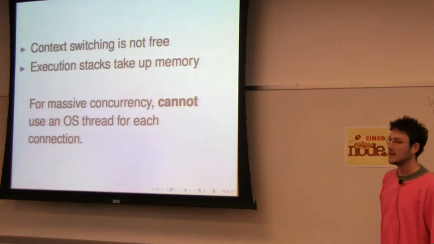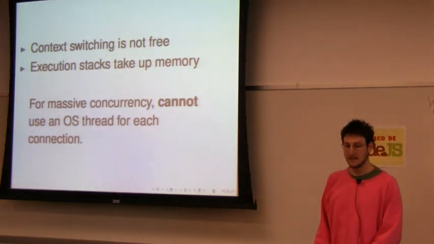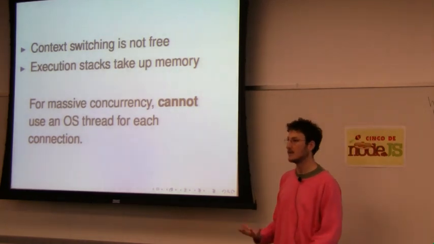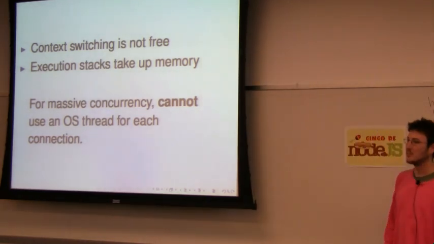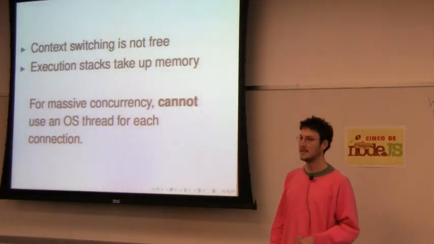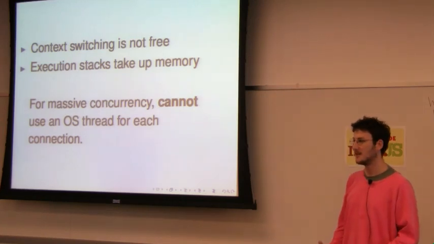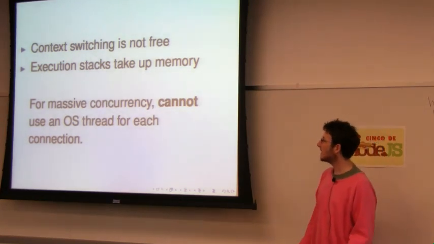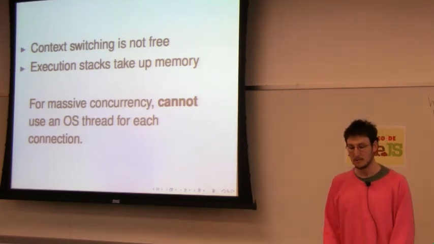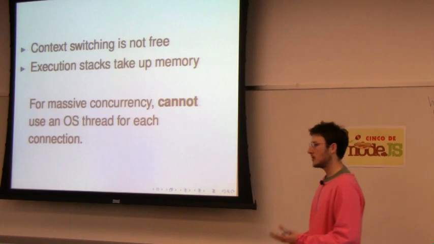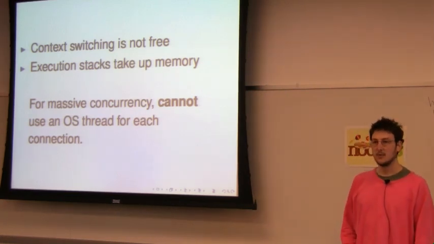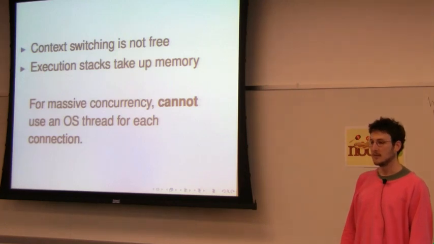So context switching between threads isn't free. It slows you down. Of course it's fast. The Linux scheduler is very, very fast. But it's not free. And if you have OS threads, they take up space, right? They are 2 megabytes or 1 megabyte. They are not free either, to just create thousands and thousands of them. So for really massive concurrency, it's pretty much clear to everybody that you can't use an OS thread for each connection.